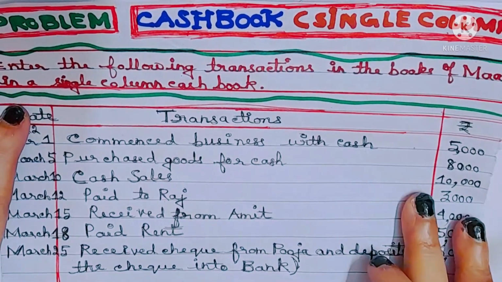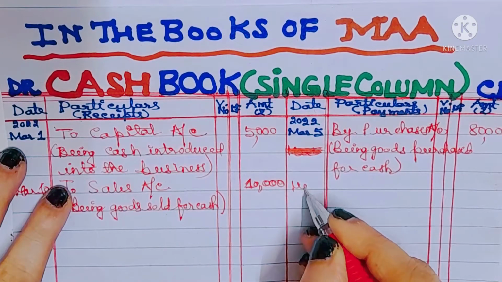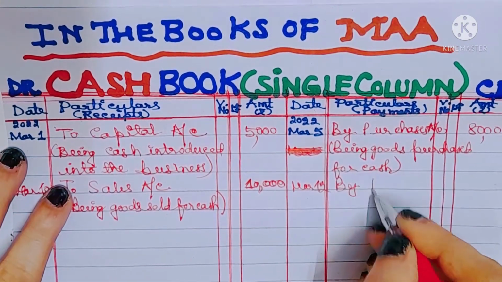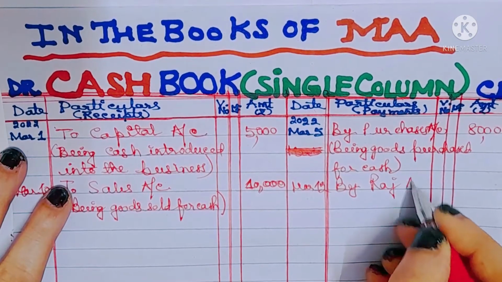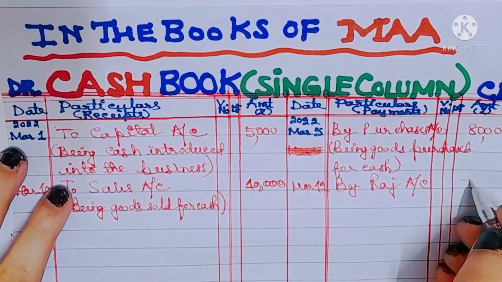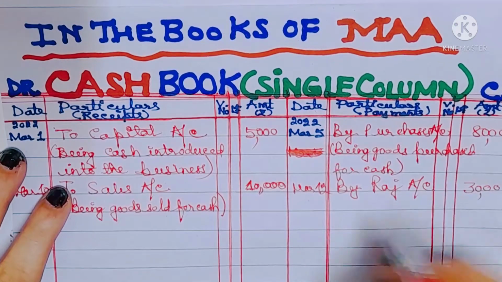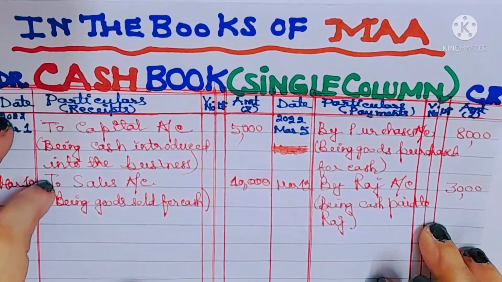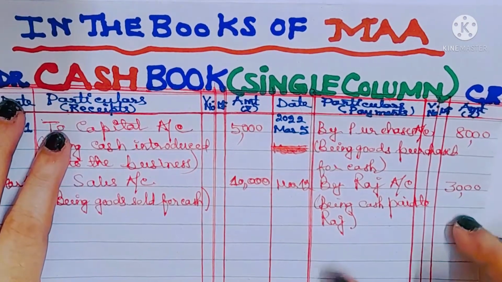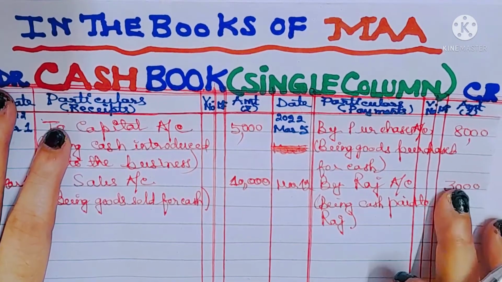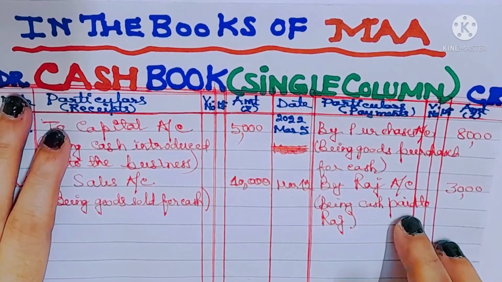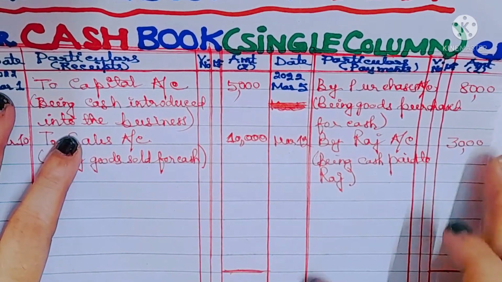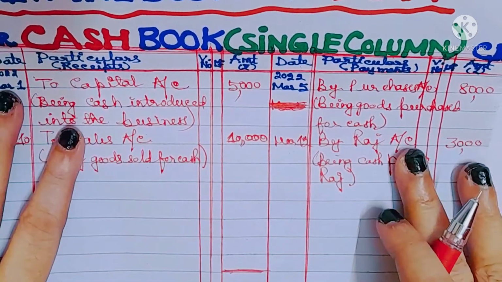Okay, so let's write 12th March, by Raj account. How much? 3,000. Being cash paid to Raj. Moreover, cash book is a real account. According to real account, what goes out is credit. Here, when cash is paid to Raj, cash goes out from the business. So 3,000 will be credited. Understood? Now let's see the next transaction.